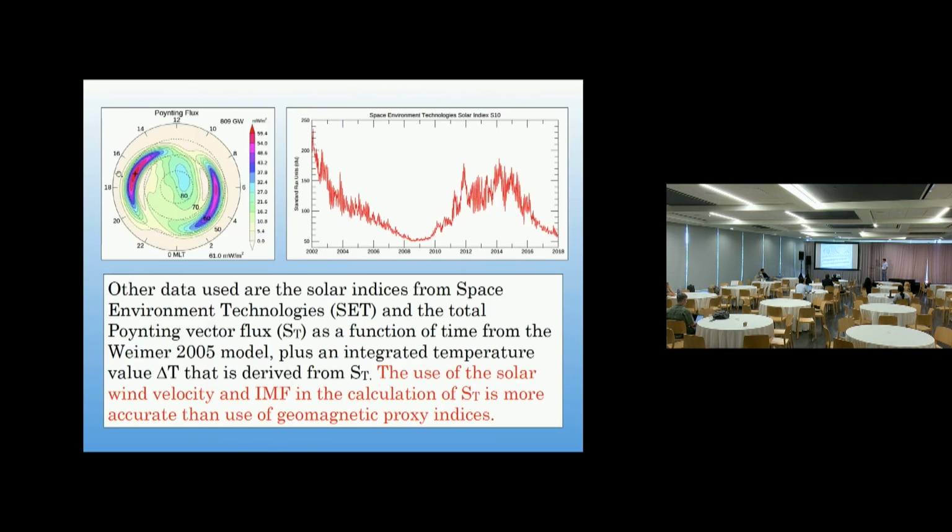The model is driven by solar indices from SET, the total Poynting vector flux given by the Weimer model, and the integrated temperature delta T value derived from the Poynting flux. And then we also use the solar wind velocity and IMF and not the AP index to drive the Poynting flux model, which gives us some forecasting capability coming from the L1 point to the near-Earth region.